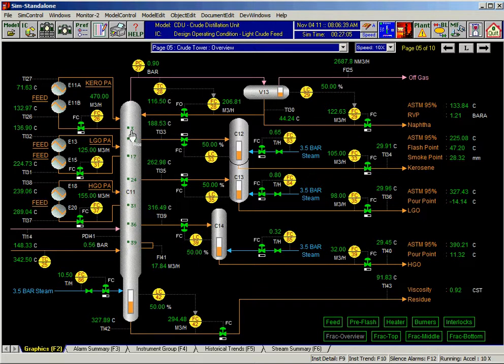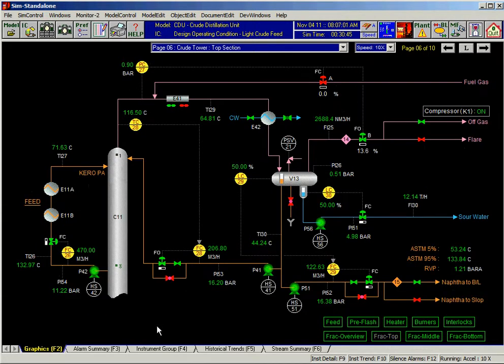First draw is kerosene, which goes to a side stripper. The next draw is light gas oil. And the third draw is heavy gas oil. And the bottom is residue that goes to either vacuum or some other process or tanks. So this is the overview.